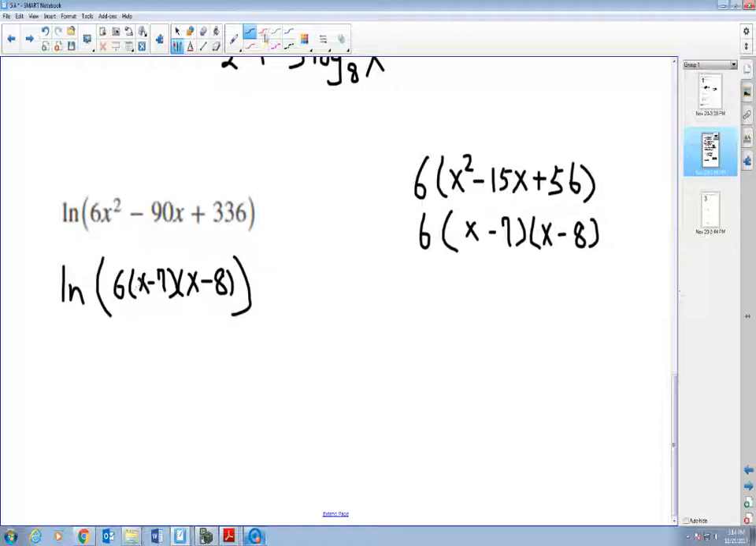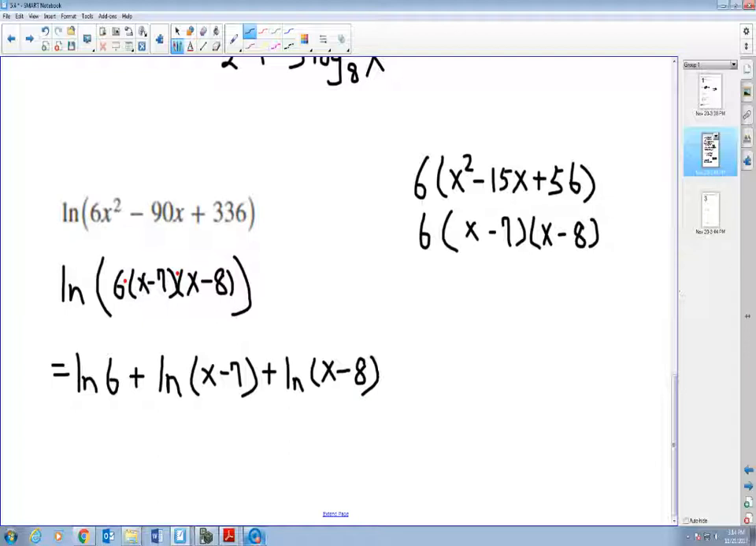Now I got multiplication between my 3 factors, so now I can split them. That gives me natural log of 6 plus natural log of x minus 7. I'm going to put this in the parentheses since it's 2 terms. Plus, this is 2 terms in there, natural log of x minus 8. That would be my answer.